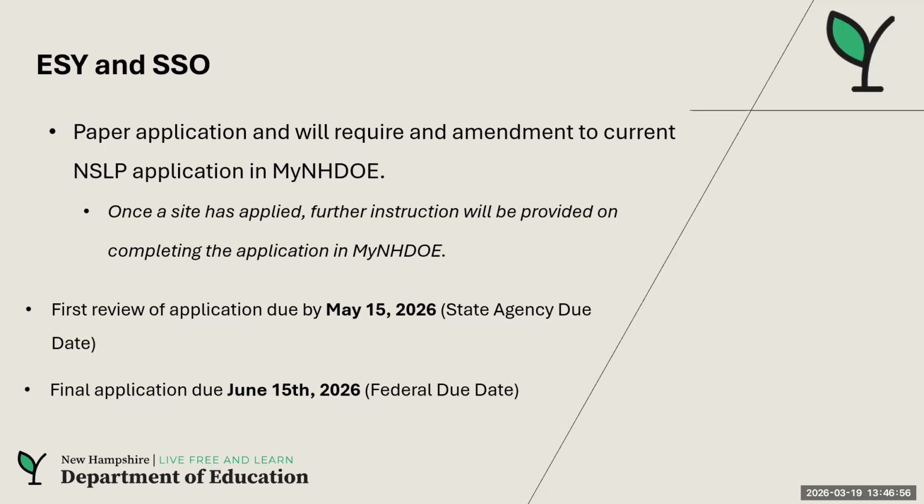And again, same due dates. First review is due May 15th for that state agency due date. And then that final application must be submitted by June 15th to meet the federal due date.